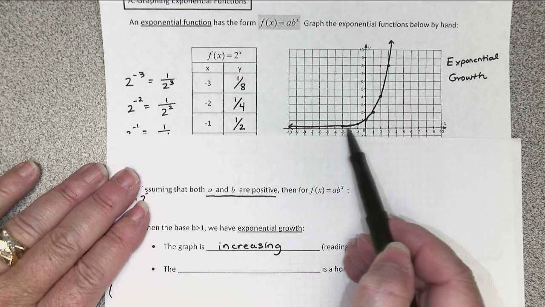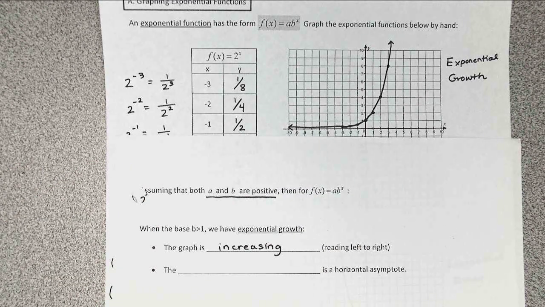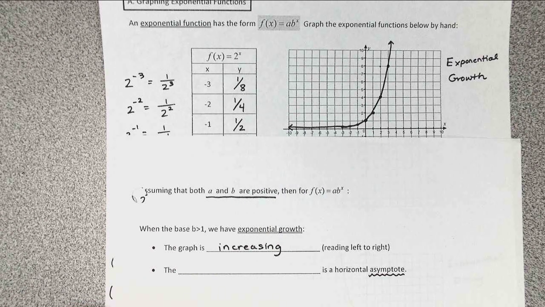Where the graph gets very close to the x-axis, we call that a horizontal asymptote. The word asymptote is really just the mathematical word for a line that a graph stays very close to, but does not touch. In this case, it's the negative side of the x-axis that is our horizontal asymptote.